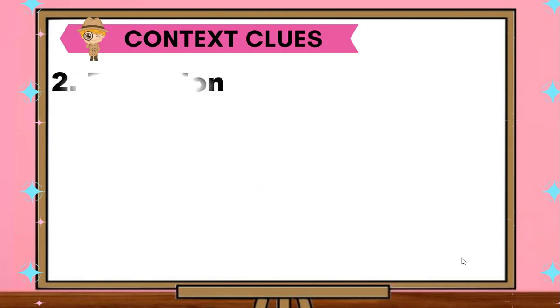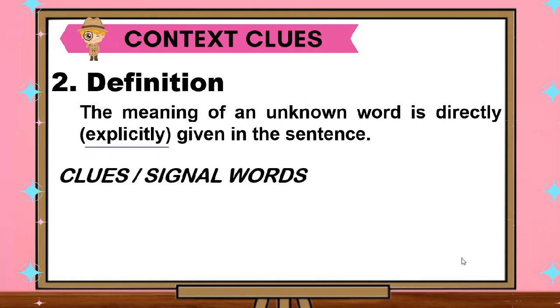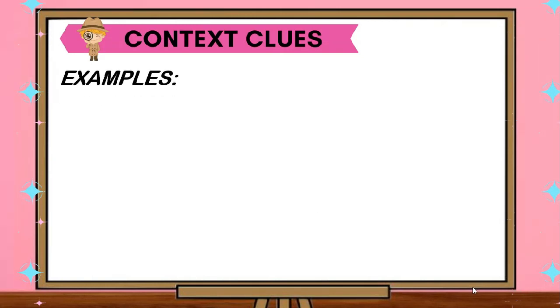The next type of context clue is definition. In this type of context clue, the meaning of an unknown word is directly or explicitly given in the sentence. Sometimes, a word's meaning is explained immediately after its use. The signal words for this type of context clue are is or are called, is or are known as, is defined as, means, and refers to.